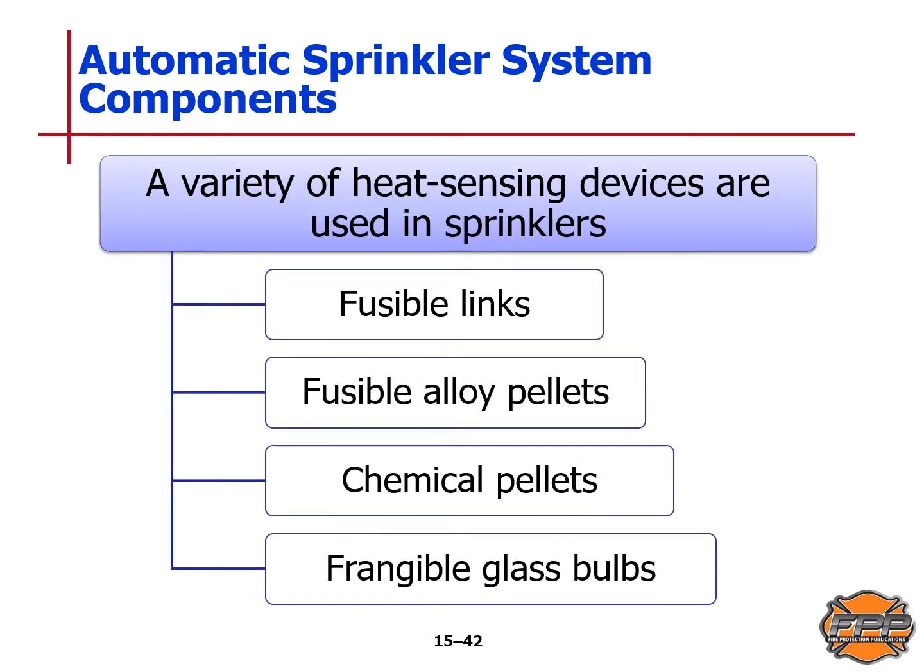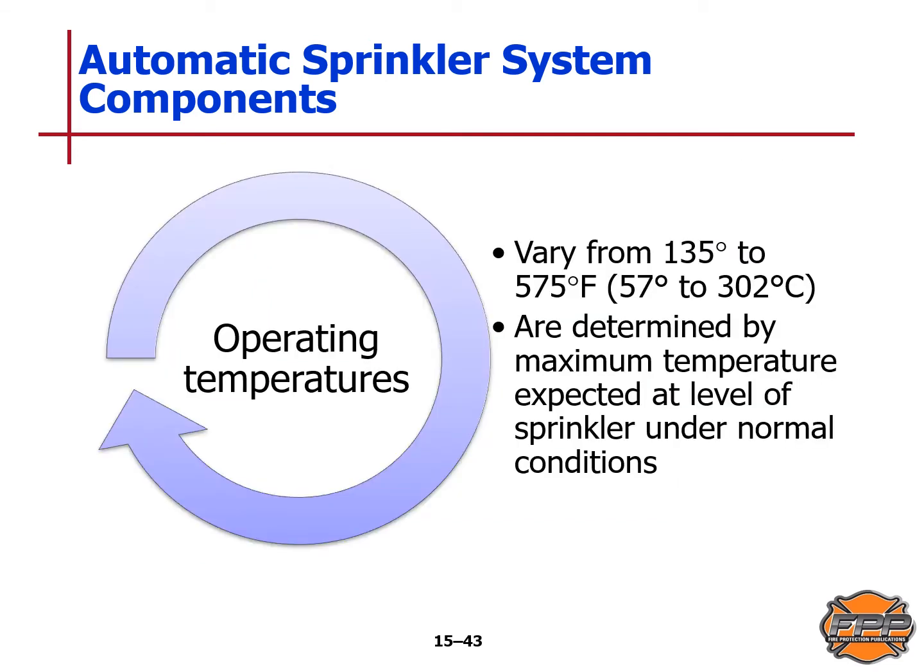A variety of heat sensing devices are used in sprinklers. You have fusible links, fusible alloy pellets, chemical pellets, and frangible glass bulbs. Operating temperatures vary from 135 plus to 575 plus degrees Fahrenheit, which is 57 to 302 Celsius. They are determined by the maximum temperature expected at the level of the sprinkler under normal conditions.